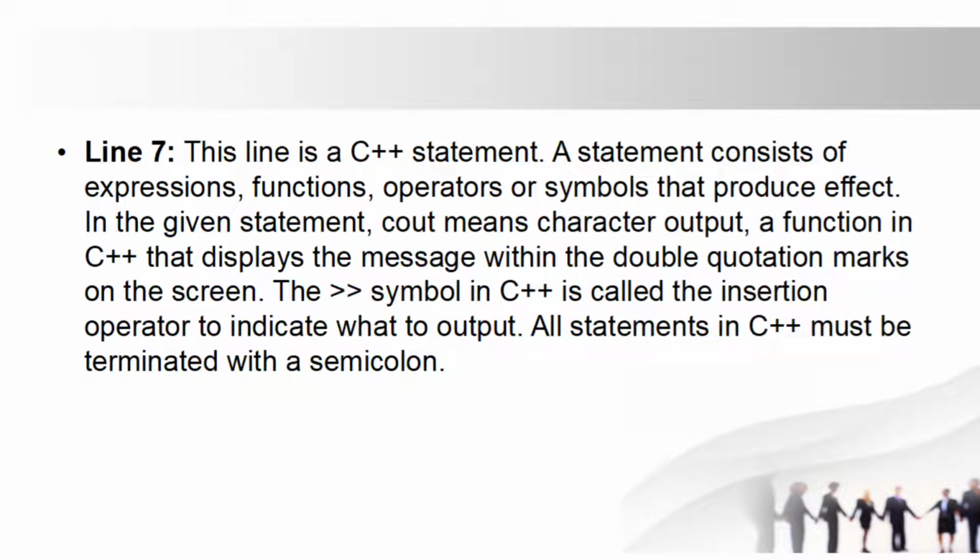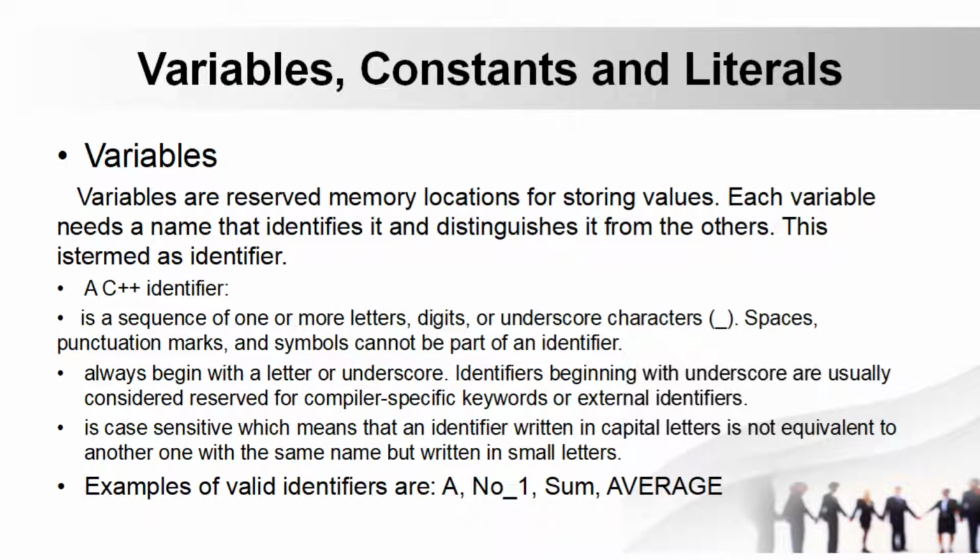Line 7. This line is a C++ statement. A statement consists of expressions, functions, operators, or symbols that produce effect. In the given statement, cout means character output, a function in C++ that displays the message within the double quotation marks on the screen.